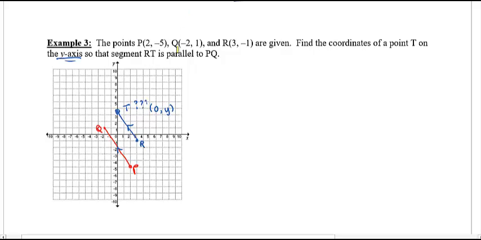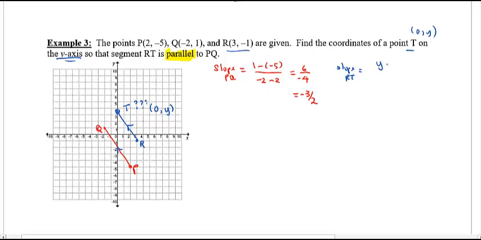Okay. The key word here is parallel, so what do we know about the slopes? That's right, they are the same. So let us calculate the slope of PQ, and then let us also calculate the slope of RT, and then let's make them the same. That's it. Slope equals y sub 2 minus y sub 1 all over x sub 2 minus x sub 1, 6 over negative 4. That simplifies to negative 3 over 2. Now between R and T, remember the coordinate is 0, comma y, so slope equals y sub 2 minus y sub 1 all over x sub 2 minus x sub 1, here we go, y plus 1 over negative 3.